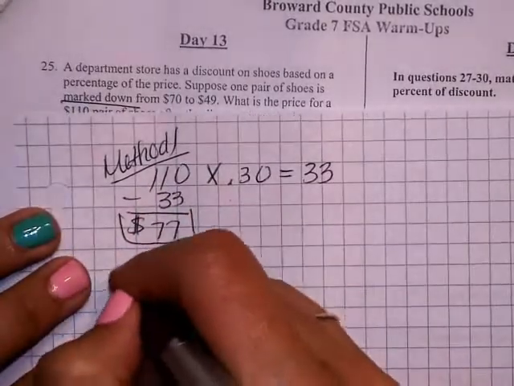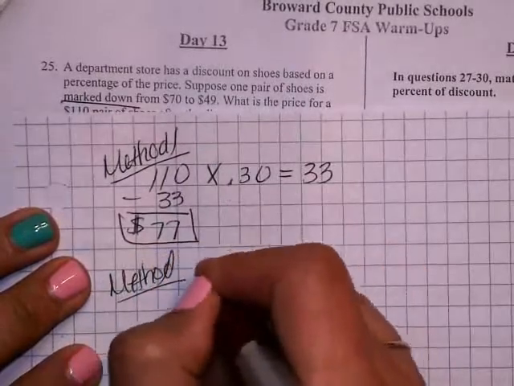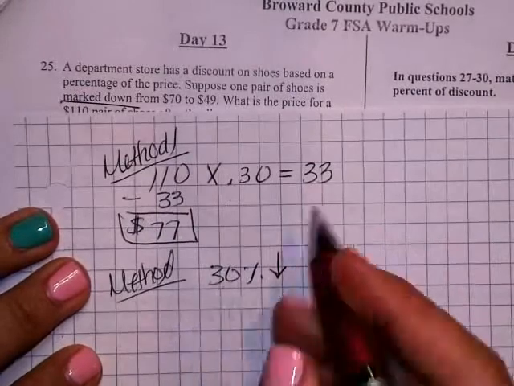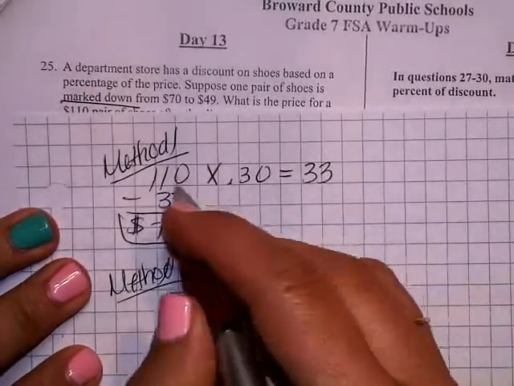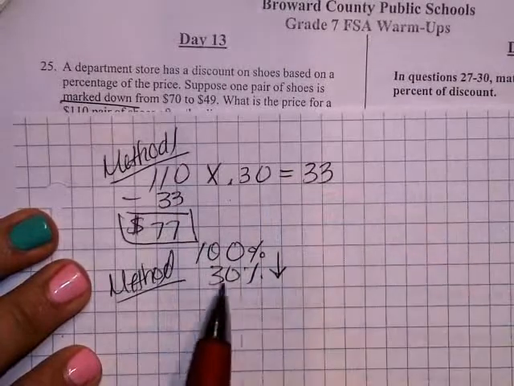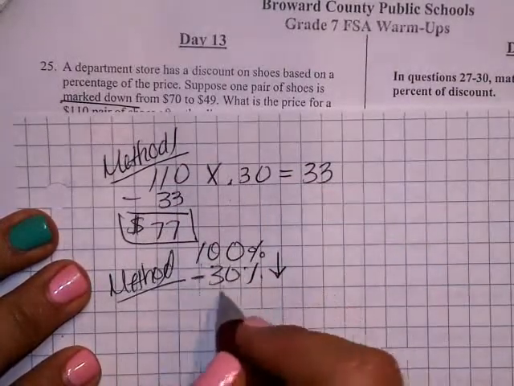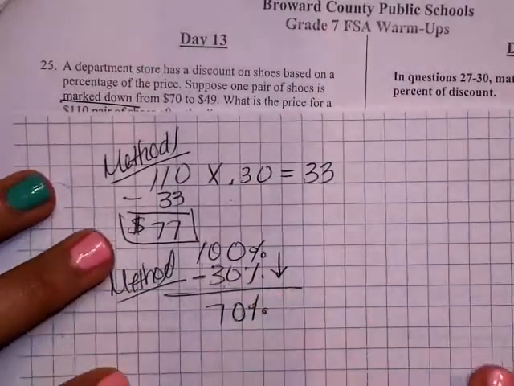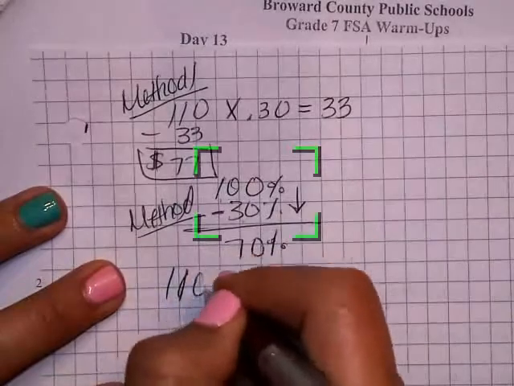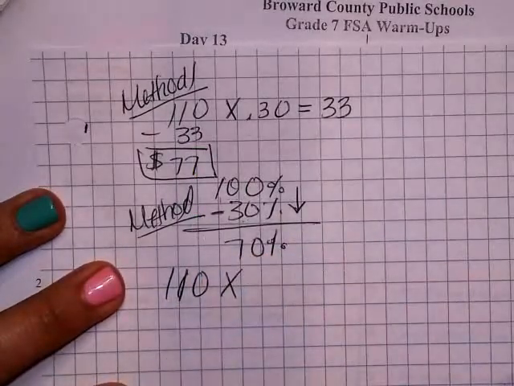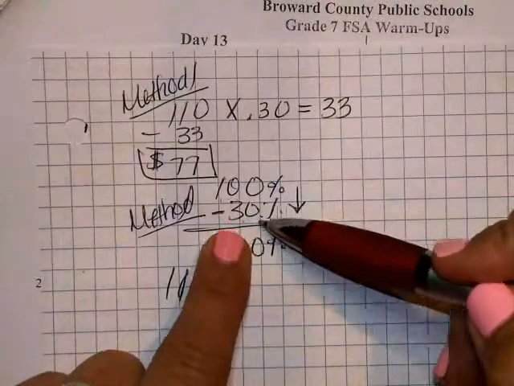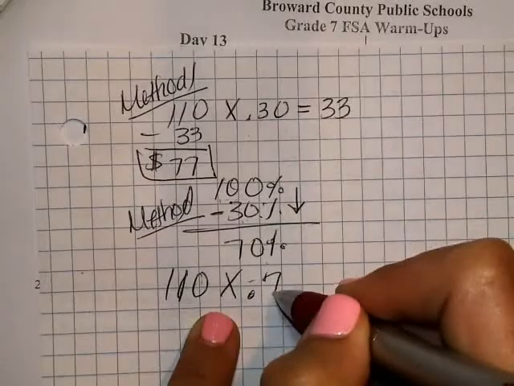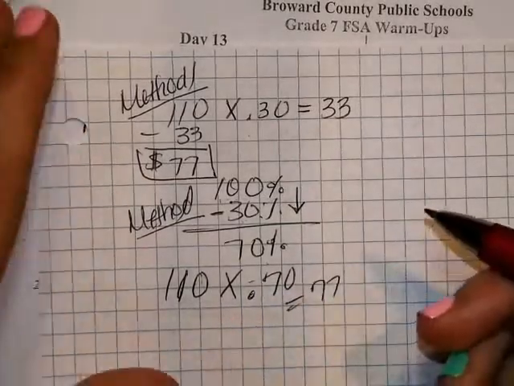Okay, method 2. Since it's 30% off or down, that means you're not paying 30% of the original 100, which was the $110. So the 100%, subtract your percent since it's a markdown. You're only paying 70% of the original price. So when you type it in the calculator, you technically only have to ask yourself, I'm not paying 30, so what do I have left to pay, 70%. Multiply the original price by the new percentage, and that gives you $77.